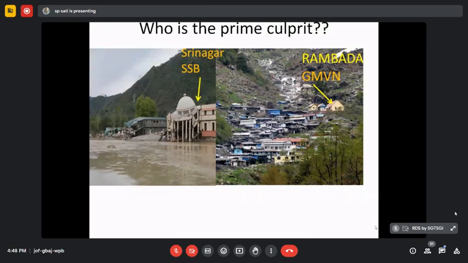This was a paleo channel, a river channel of the Mandakini River, and the first construction was made across the paleo channel. At the top, you will see Garhwal Mandal Vikas Nigam, which is a government organization. The first illegal construction was made by the government. The second picture is the SSB Srinagar Academy. This academy was constructed on the flood plain of the 1970 flood, the 70s flood.